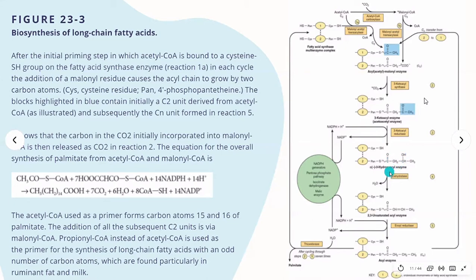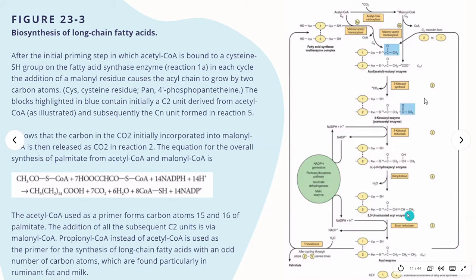Then remember that that's OH, and that is your hydrogen. Now we are going to remove this OH and this hydrogen here to form water. The enzyme is a dehydratase. And what do we have? It is now unsaturated. So you can see the double bond there. 2,3 unsaturated acyl enzyme.